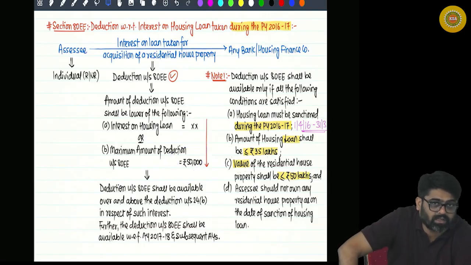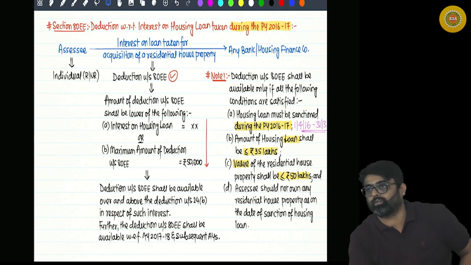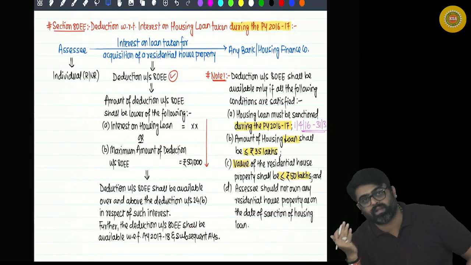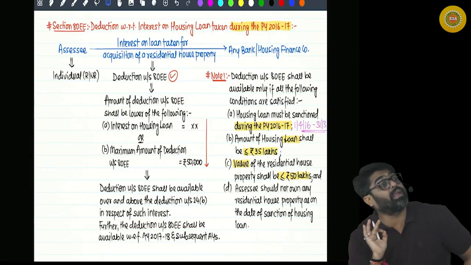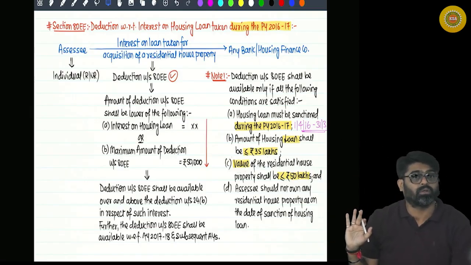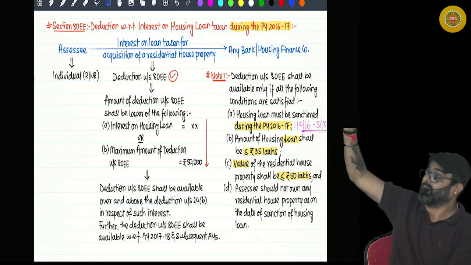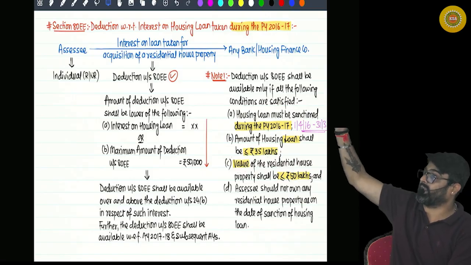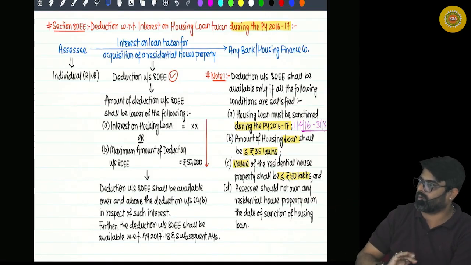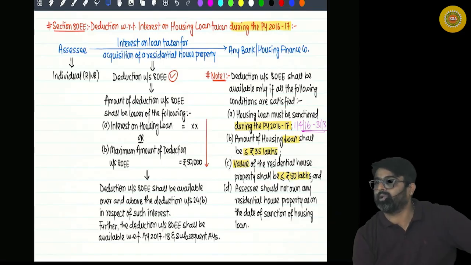And this interest you are going to claim as a deduction for how many years? Every year, whatever extra interest will come, starting from the year in which you have taken the loan, 16-17, every year whatever extra interest will come will be allowed under 80EE, subject to a maximum of 50,000.